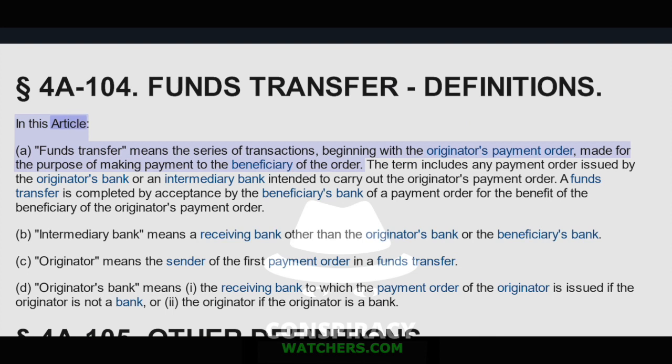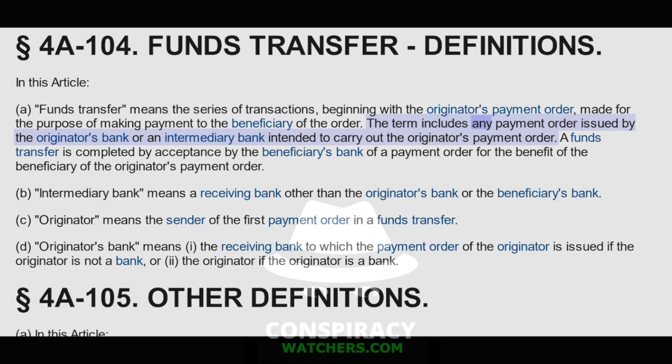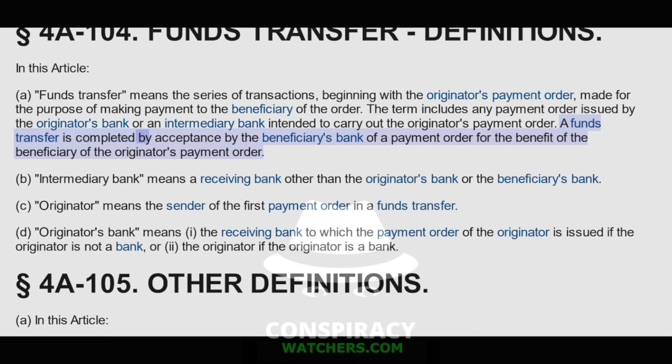In this article, funds transfer means the series of transactions, beginning with the originator's payment order, made for the purpose of making payment to the beneficiary of the order. The term includes any payment order issued by the originator's bank or an intermediary bank intended to carry out the originator's payment order. A funds transfer is completed by acceptance by the beneficiary's bank of a payment order for the benefit of the beneficiary of the originator's payment order.